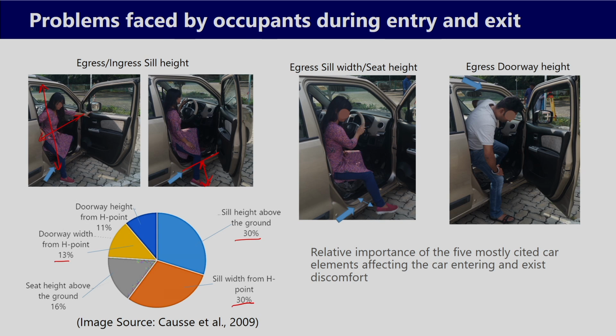This doorway width, they find difficulties or find that it is insufficient in the case of 13% of people. Then seat height above the ground, they find difficulties, or this is the reason for the discomfort reported by 16% of people. So, these are the 5 design elements associated with the discomfort during entry exit as reported by Cause et al.